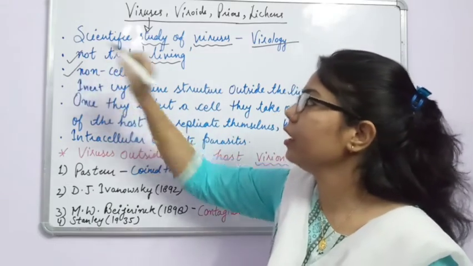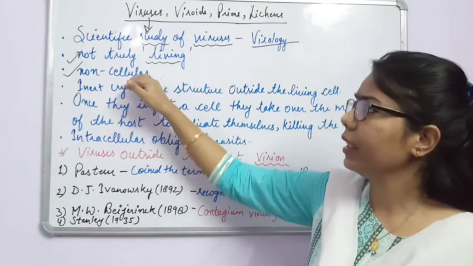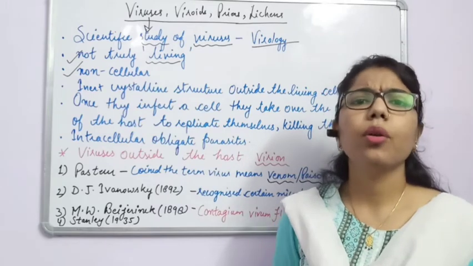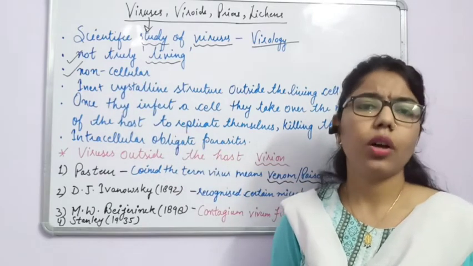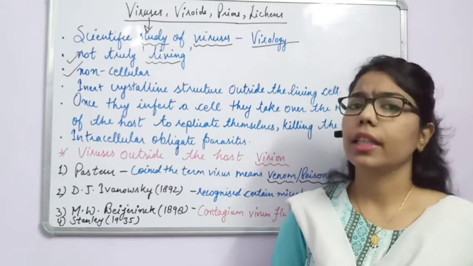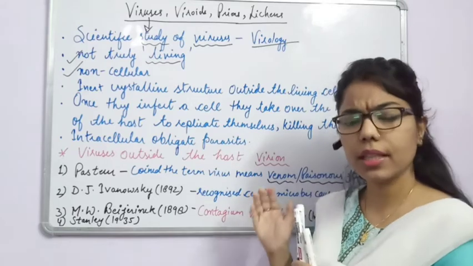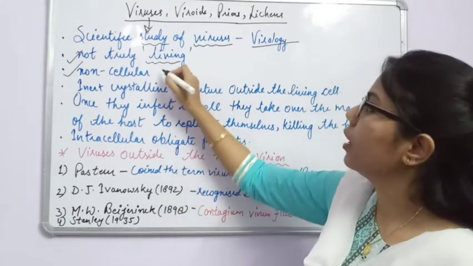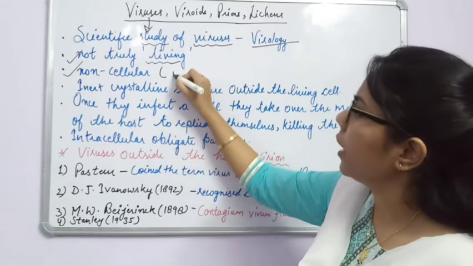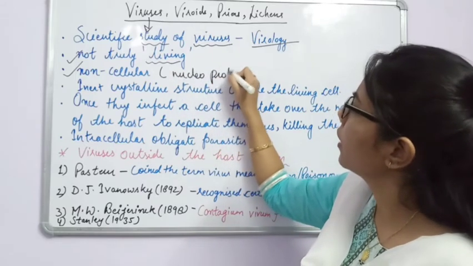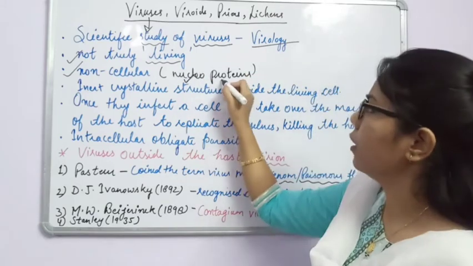Another point shown here: non-cellular. When they are non-living, we know there is no cellular structure. So we say it is a non-cellular structure; they do not have a plasma membrane or any cell organelles. It is made up of only nucleic acid and protein. In the next part you will learn how viruses are made up. Here I am writing nucleoproteins. What is the meaning of nucleo? It relates to nucleic acid, which is the genetic material, and the other is protein.